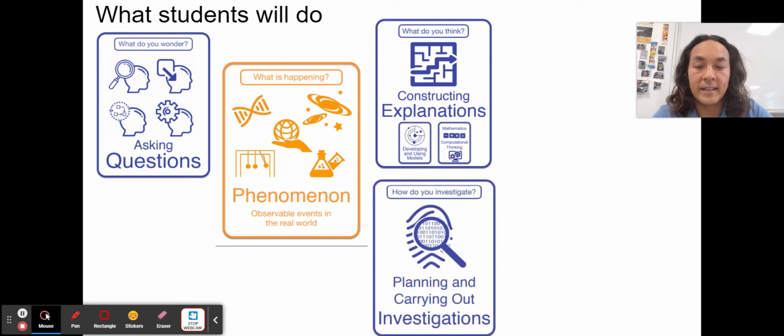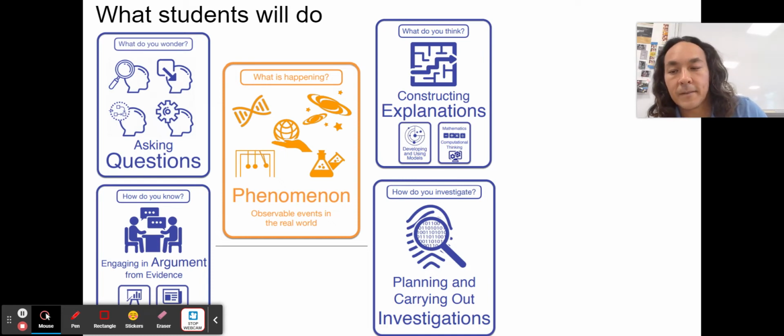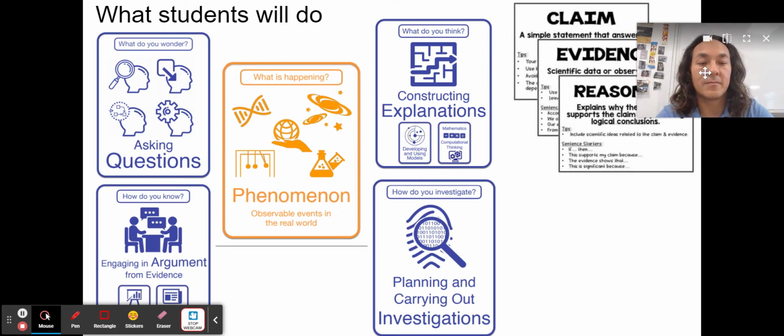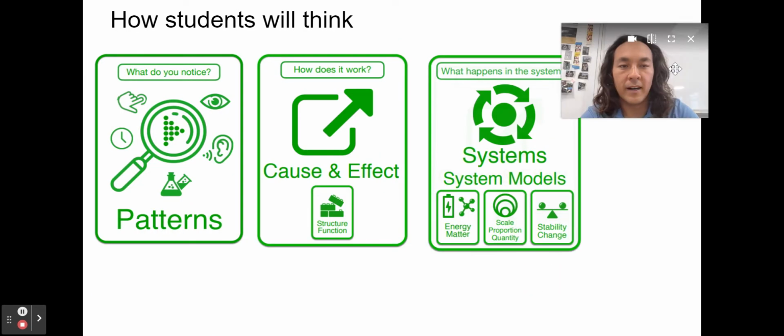We'll then plan and carry out investigations. We'll do experiments. I'm really excited to be back in person and doing that with you. And then last but not least, we'll take those results from the experiments and from all the research we've done, and we'll engage in argument from evidence. And this isn't arguing like yelling at each other. This is arguing like claim, evidence, reasoning. In other words, saying, well, this is the evidence that we have. This is the support that we have for our argument. All right, let us move on.